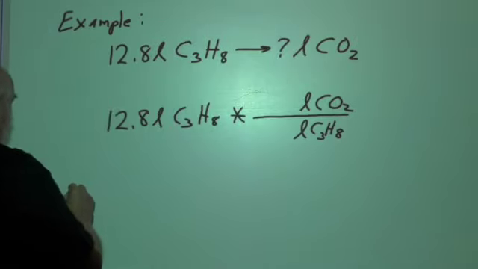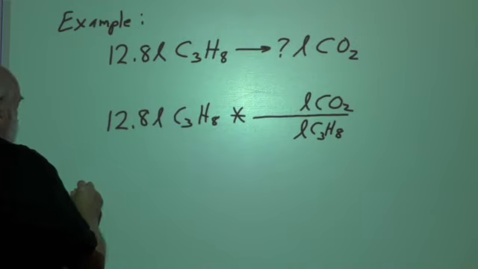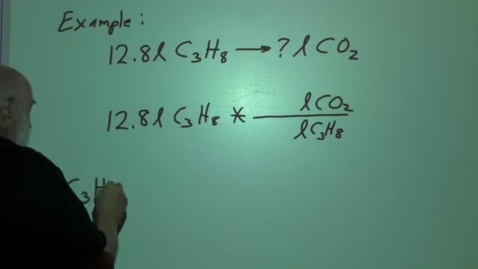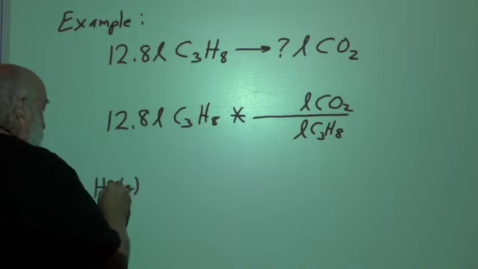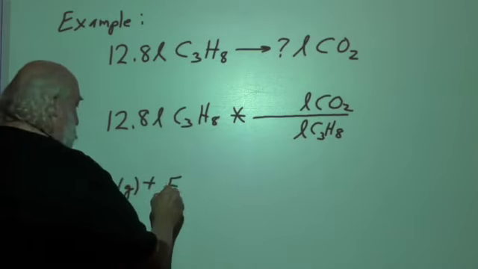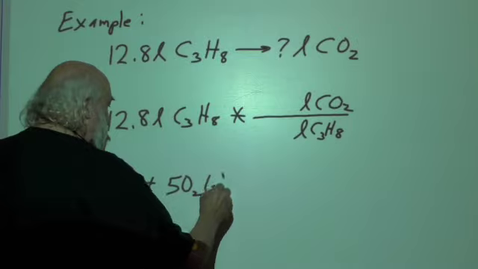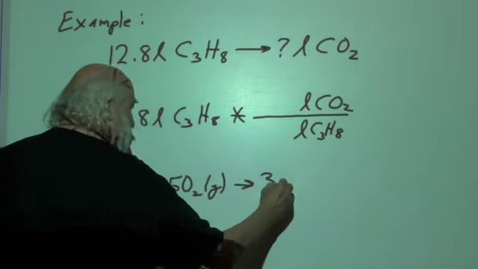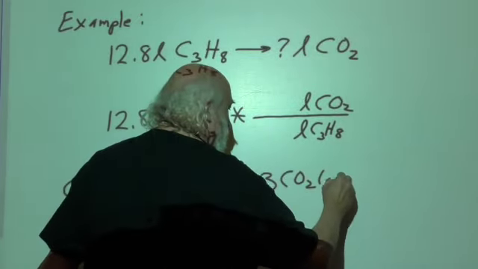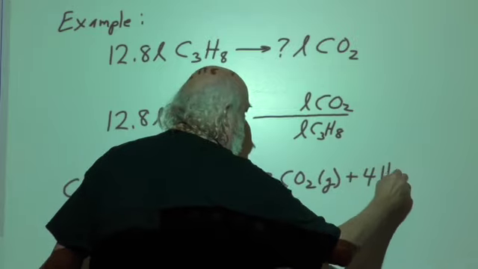Okay, the equation, again, I'll put this over here for this. We have C3H8 gas plus 5O2 gas yields 3CO2 gas plus 4H2O liquid.